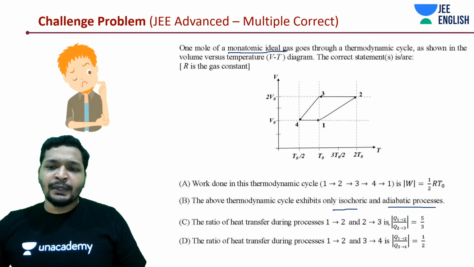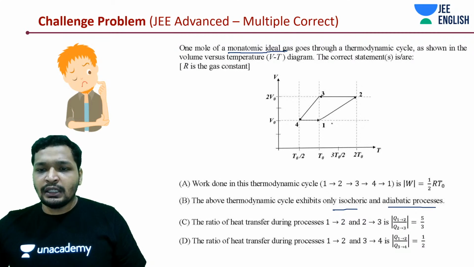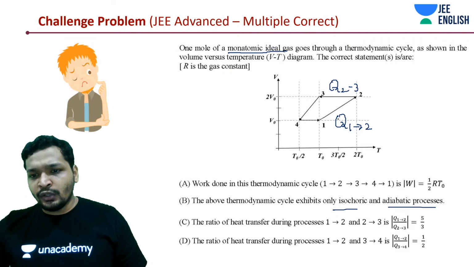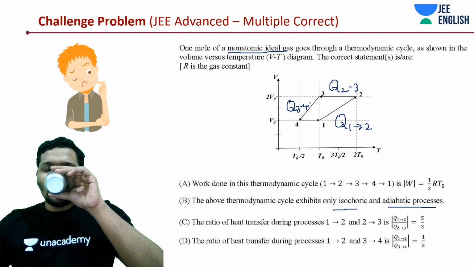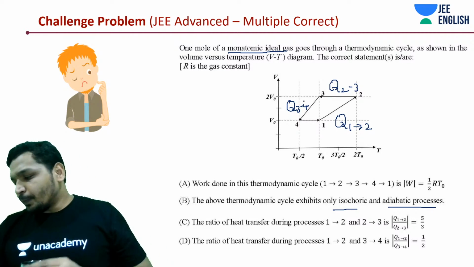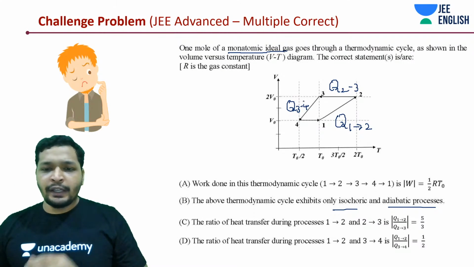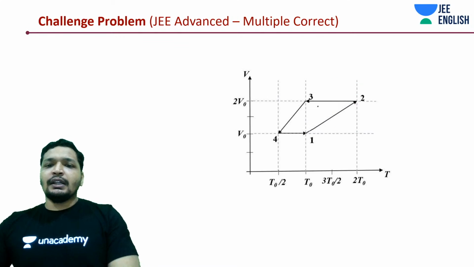Basically, this is asking you the ratio of heat transferred Q1 to 2 and Q2 to 3. And the next one is asking you the ratio of Q1 to 2 and Q3 to 4. Simple ones, but B is the simplest one to verify. Let's see what B says.